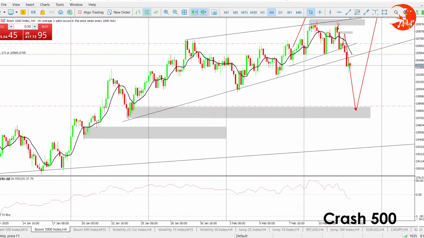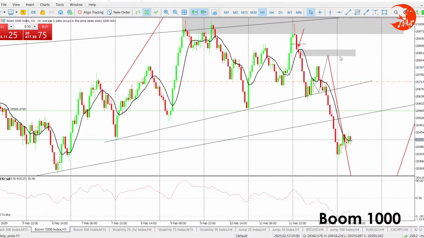So Boom 1000. Let's look at Boom 1000. Now I want to remind you about yesterday's move before we can continue. So yesterday, I think we analyzed when we are here. I wanted the pullback of price. We knew that it was going to come to this trend line.